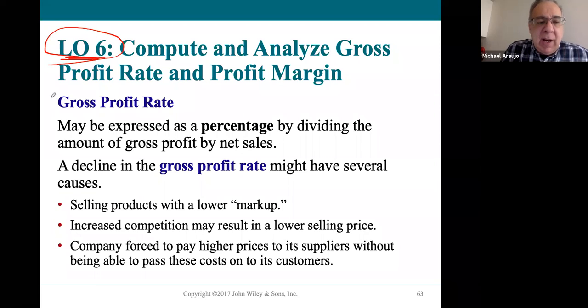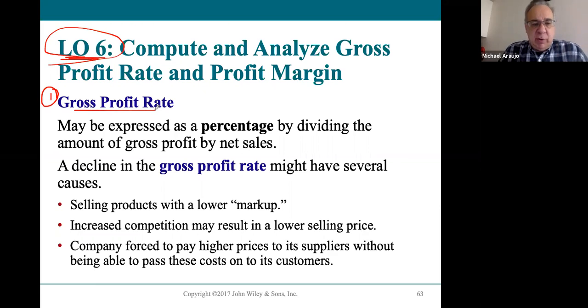So there are two ratios we're going to be learning about. The first one is called the gross profit rate. I learned it back in the day as the gross profit margin, but they mean the same thing. Basically, when you look at your gross profit and compare it to your sales, what's the percentage? That's all it is. Whatever the gross profit is, you divide it by net sales. That's your gross profit rate or gross profit margin.